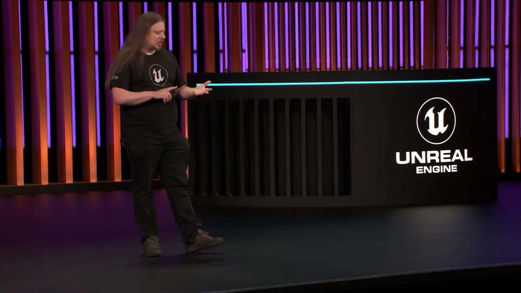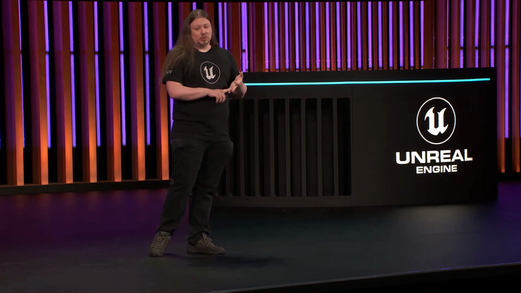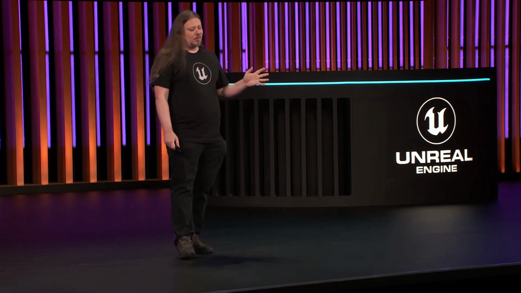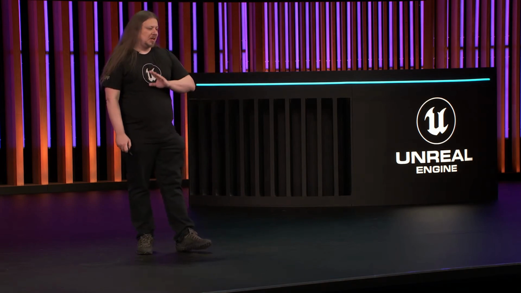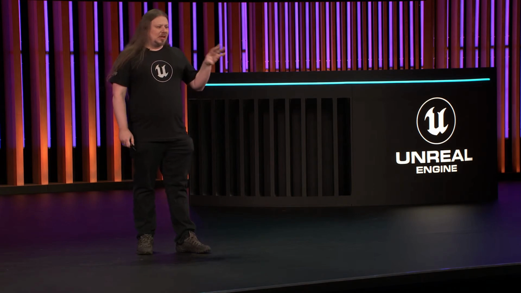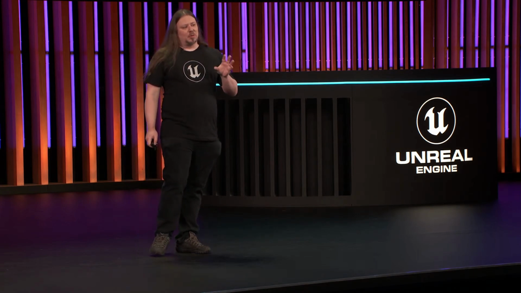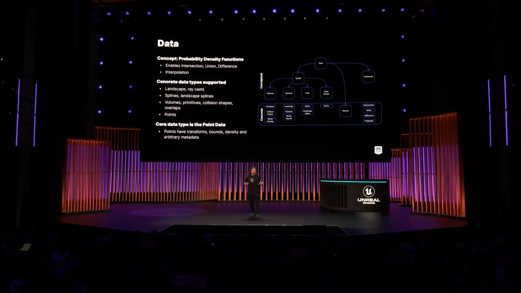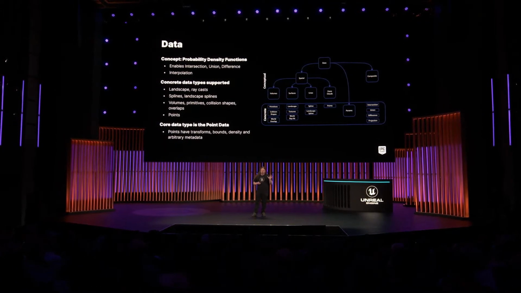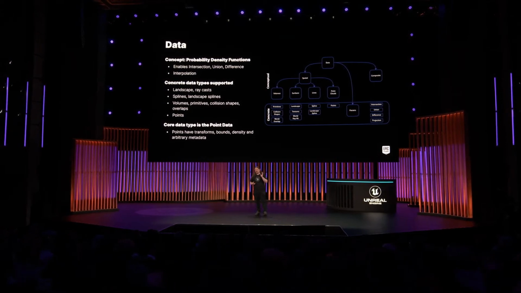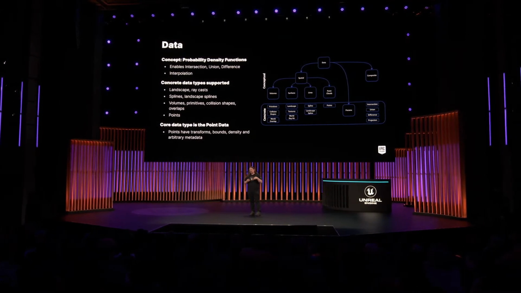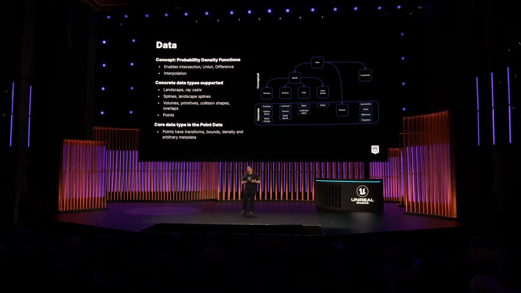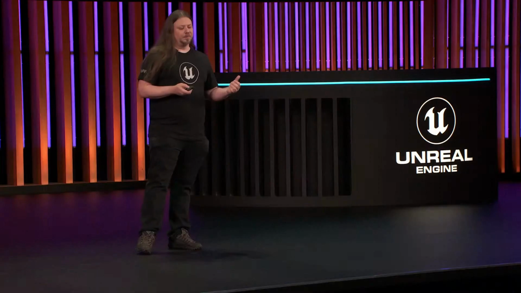So landscape, you can raycast against the physics or overlaps. You can use splines, landscape splines, any kind of volume, primitives, collision shapes. But most of these you'll end up sampling from, and then you end up with points. And points are the core data type in PCG. Points are very simple things: transform, bounds, density, and then some metadata. And metadata is what you're going to use, well, attributes, to build logic in your graph and come up with something cool.